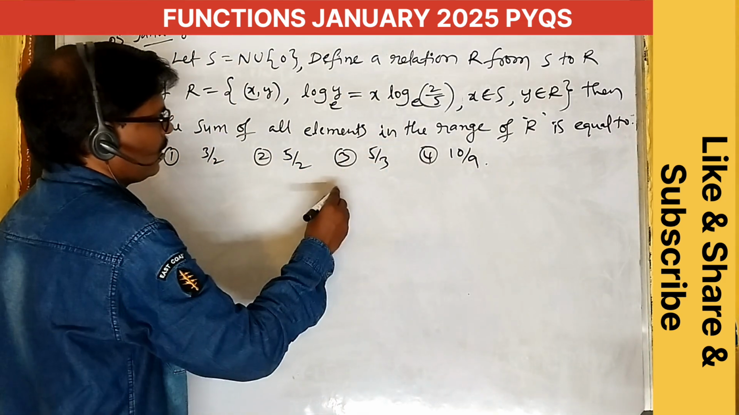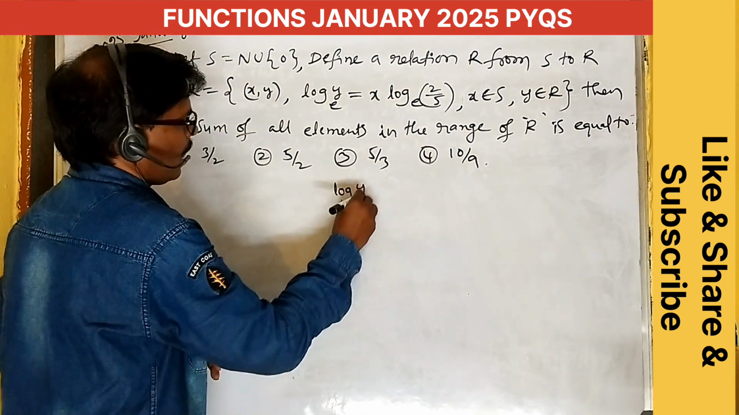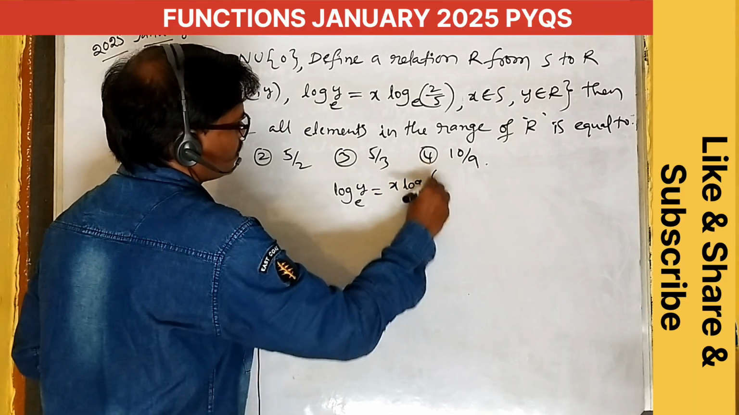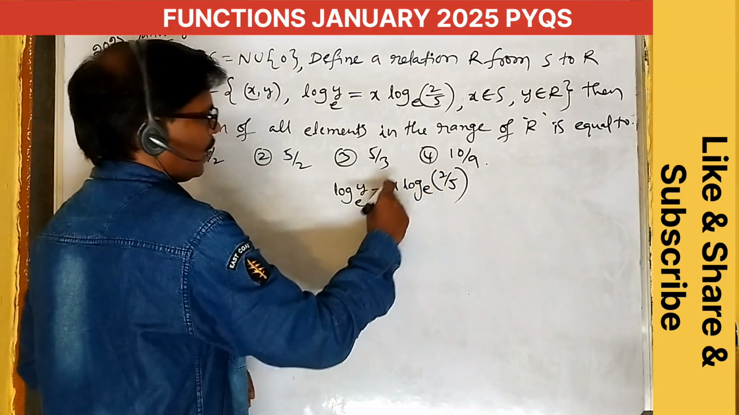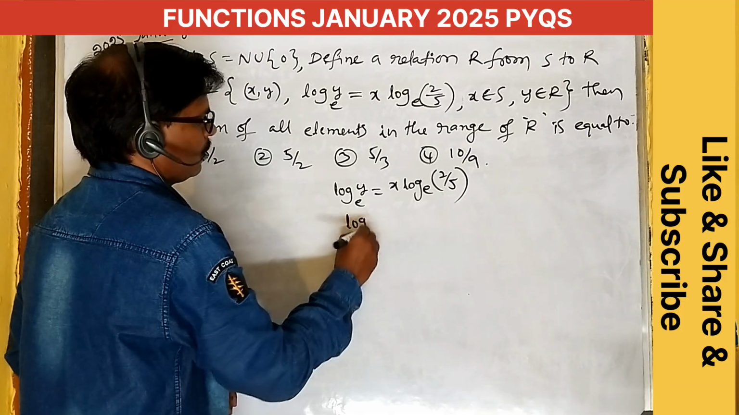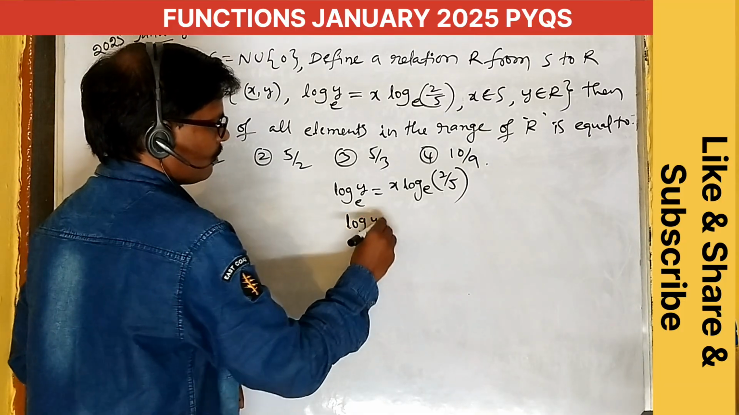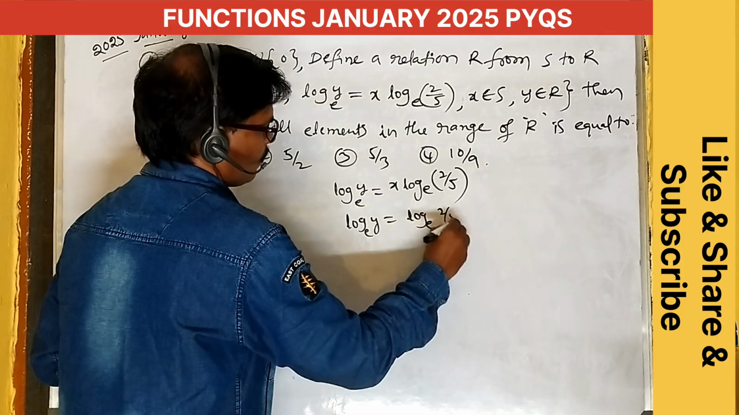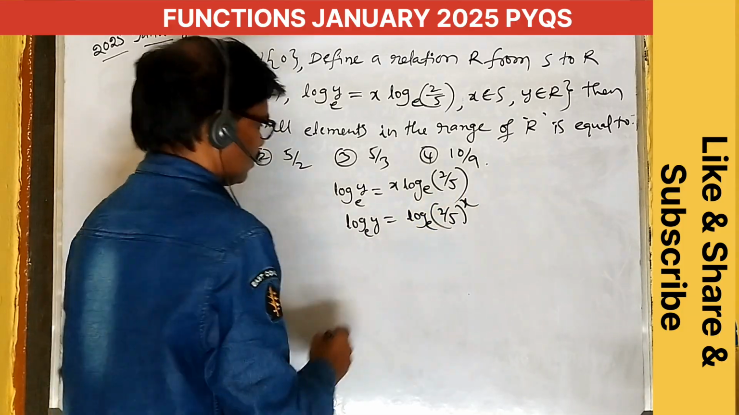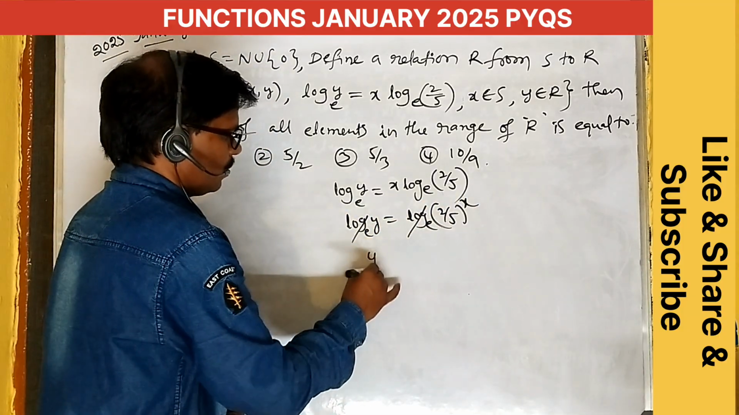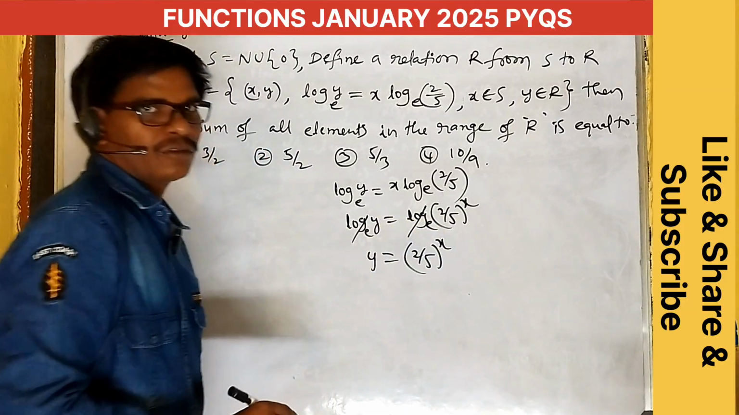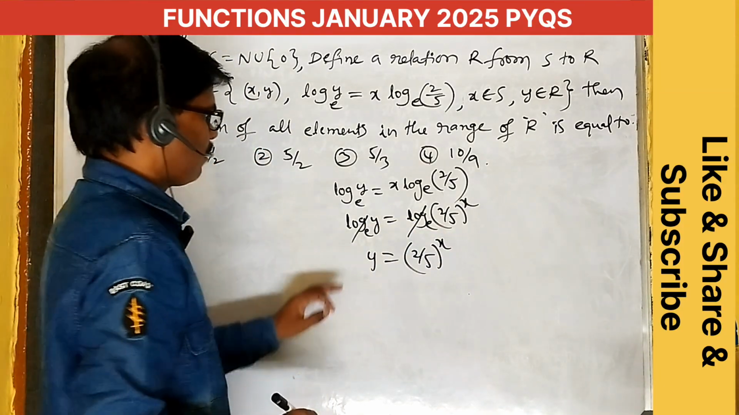What is given here? Given that log y base e equals x log base e of 2 by 5. Taking x to the other side, log y base e equals log e of 2 by 5 whole power x. The log e on both sides cancels. So y is equal to 2 by 5 whole power x. Okay, what is the value of x?